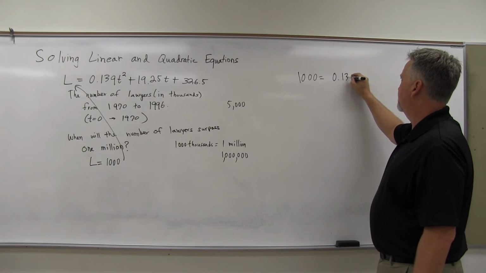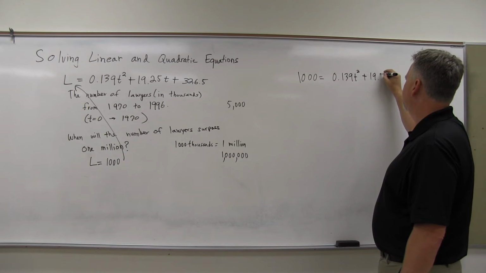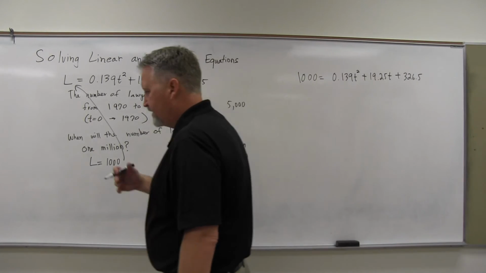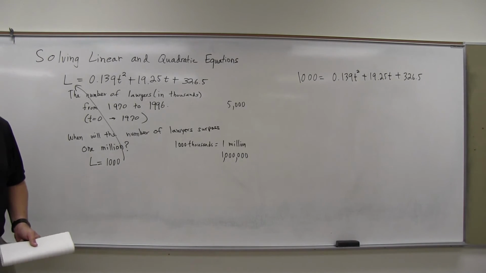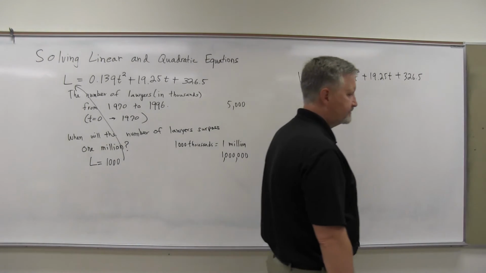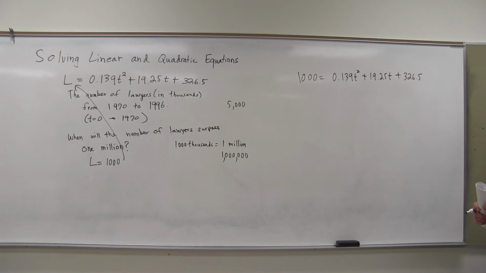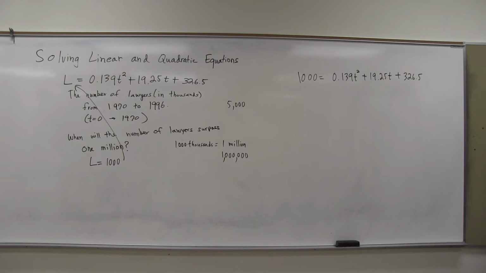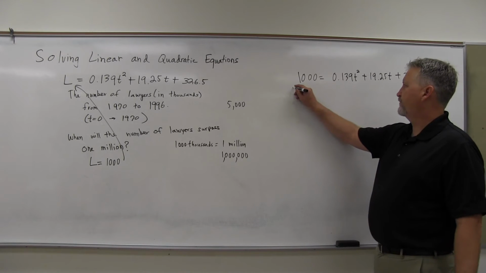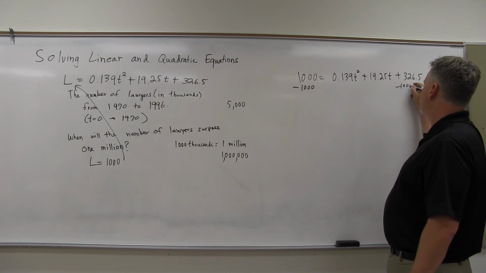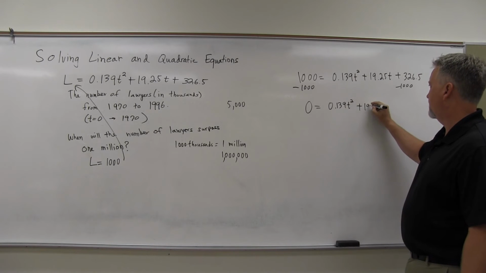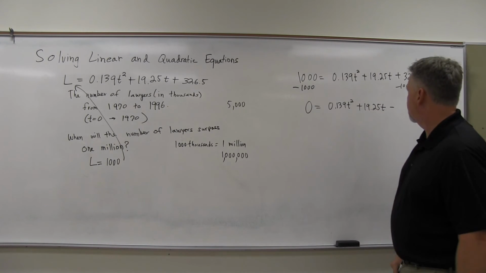1,000 equals 0.139 t squared plus 19.25 t plus 326.5. If we're going to solve this algebraically, that's a quadratic equation, because we have a second degree, and I believe you'd all agree that's probably not going to factor. So it's going to be the quadratic formula. I need one side to be 0, so we subtract 1,000 from both sides. So we've got 0 equals 0.139 t squared plus 19.25 t plus 326.5.